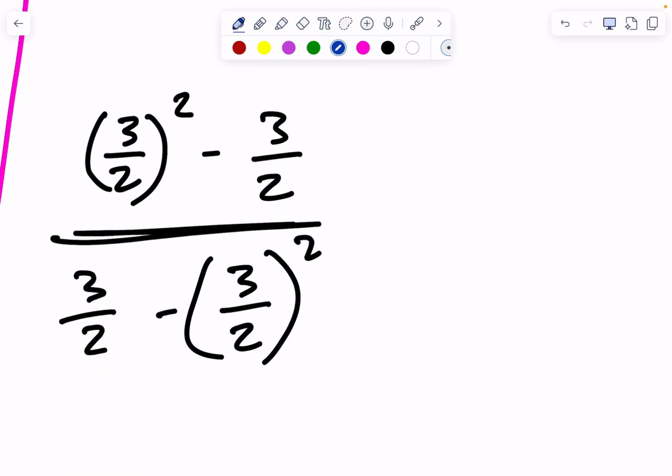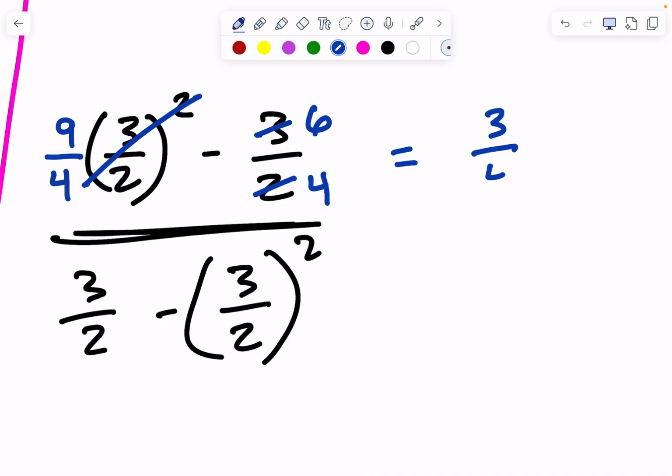Doesn't it just cancel? I don't know, maybe it doesn't. We'll see. What's 3/2 squared? 9/4. Now I want to combine like terms. 3/2 in terms of fourths would be 6/4. So what is 9/4 minus 6/4? This is 3/4.